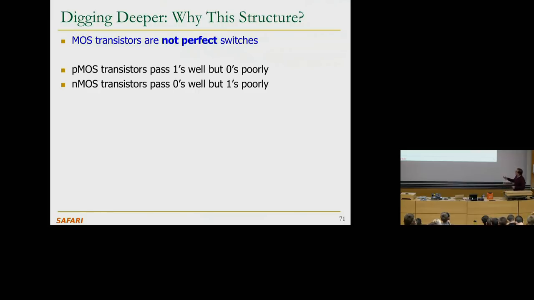NMOS transistors, on the other hand, pass zeros well, but ones poorly. That's why they're good at pulling down, but they're not good at pulling up. So you don't want to put an NMOS transistor toward the top of the circuit. That's why we designed them the way we designed them.